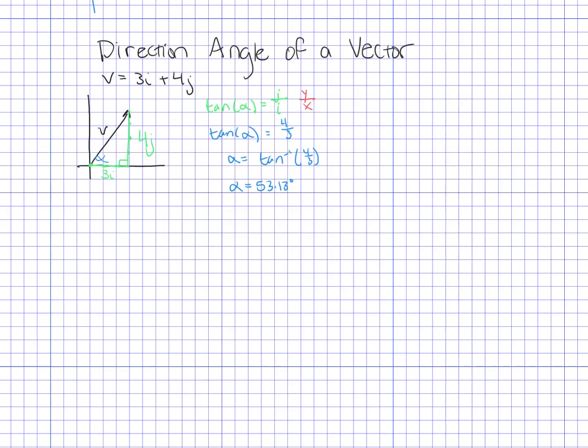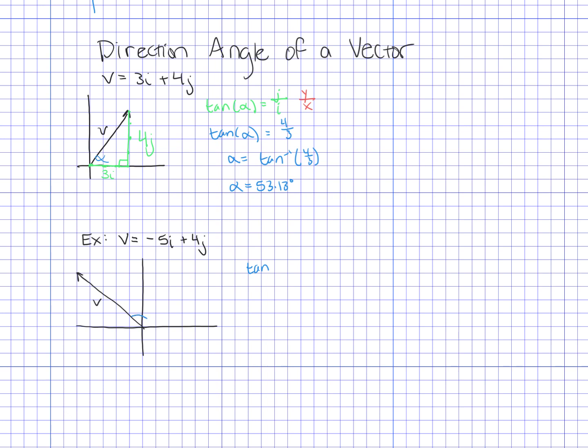So for instance, if we had a different vector, let's say new example, let's say our vector v is now negative 5i plus 4j. So when I graph this, this will actually end up being in quadrant 2. Let's see, negative 5i, 4j, so it's about here. Perfect, so this is now our vector v.